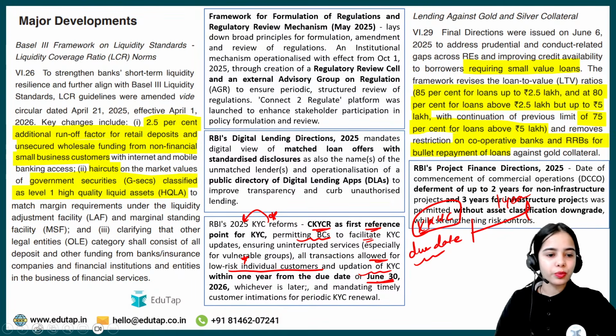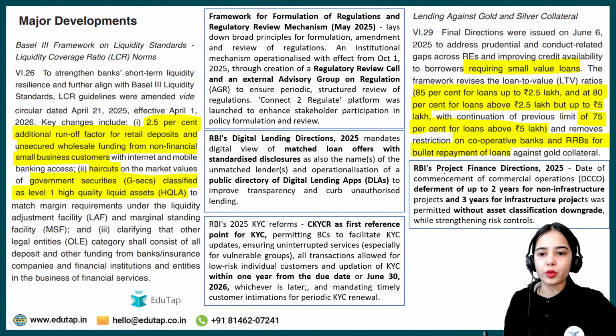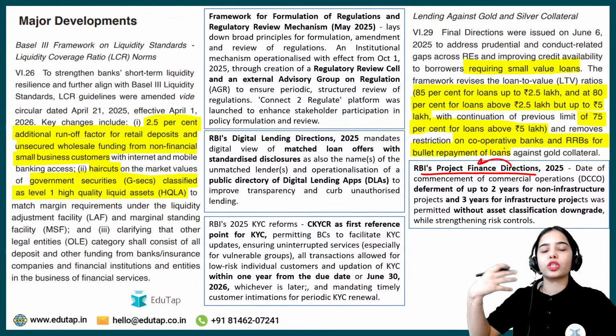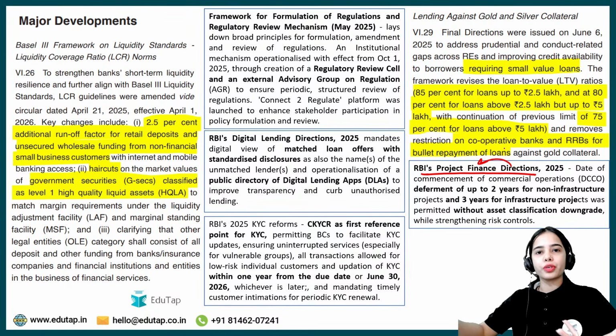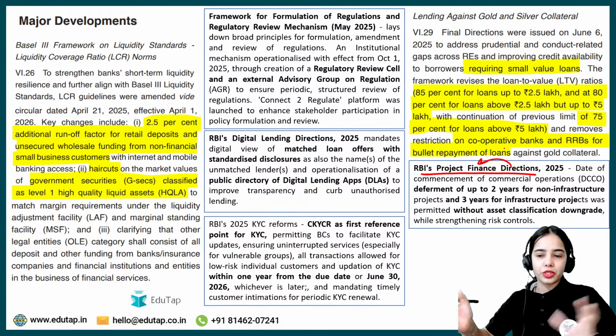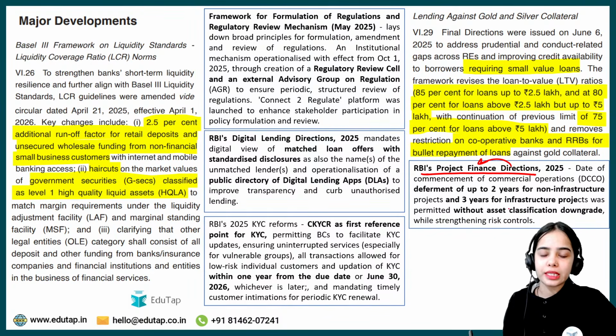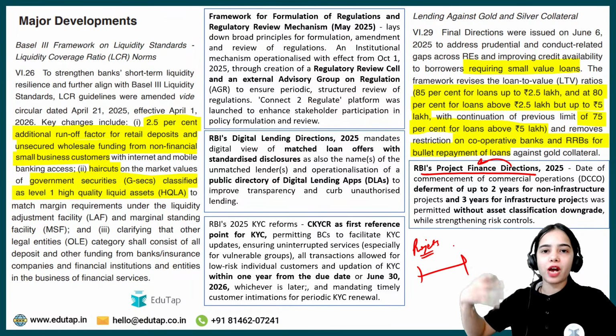Now, coming to the last point from this particular slide, that is RBI's project finance directions. They were also released last year. They were particularly for the project finance, the finance or the loans that are provided for the infrastructure projects or for the real estate projects and such. Okay. So here it was said that some of the infrastructure projects might be delayed because of the rainy season, because of the environment, because of the weather conditions and such.